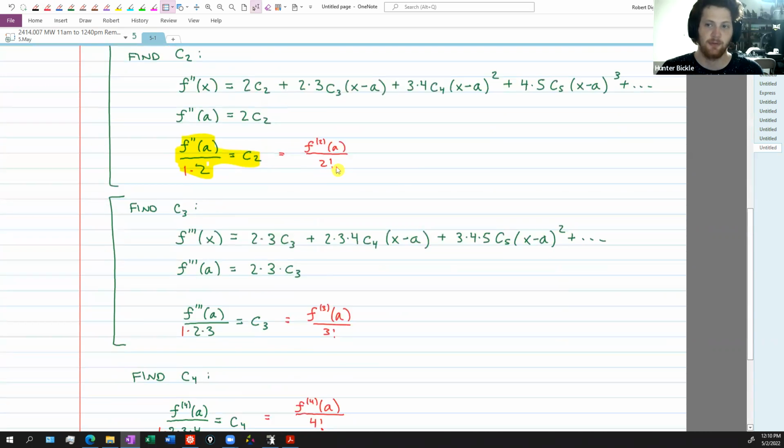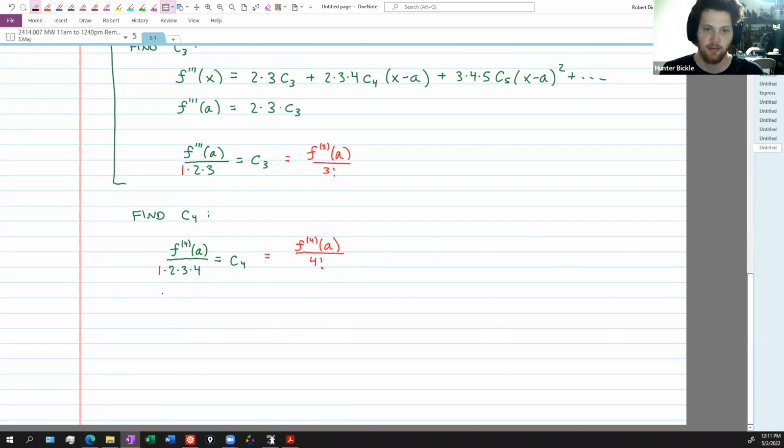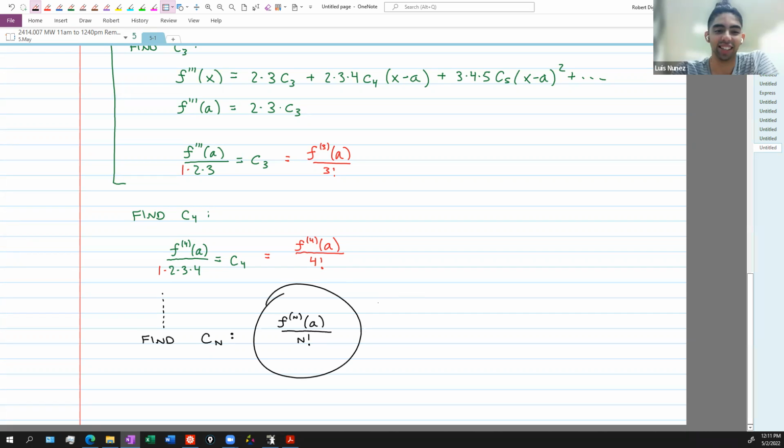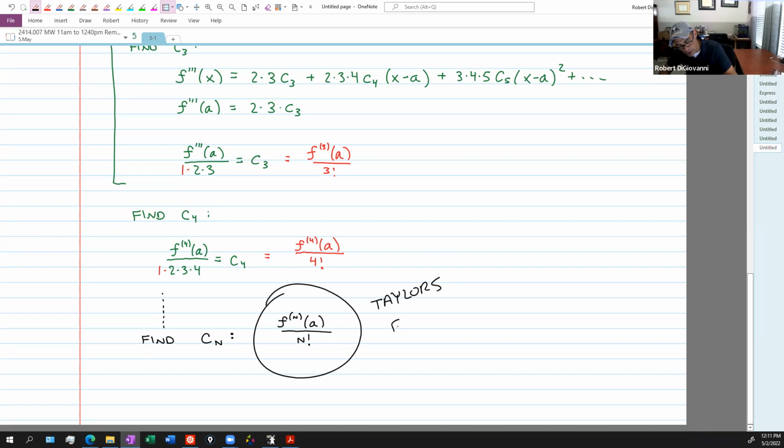So could we write that as the nth derivative of A? So let's see, if we wanted to know what C sub n was, the nth one out there, it should be the nth derivative at A divided by n factorial. If the pattern follows, which it does, because you could keep taking successive derivatives and convince yourself of this. That's crazy. This is Taylor's formula. It is a way to figure out the coefficients of the power series. It is a formula for the coefficients.